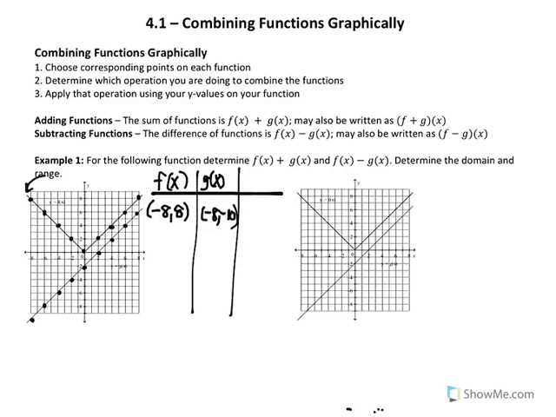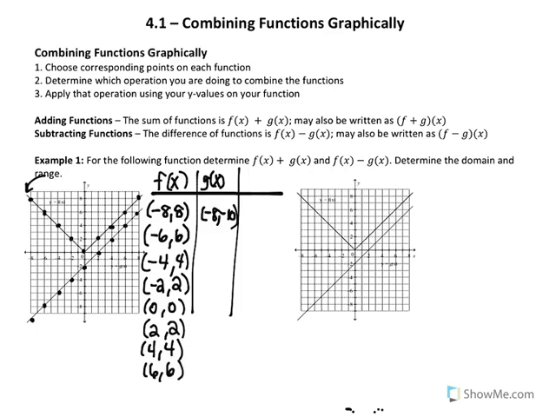So you should have got... I didn't do 6, I just did 4. Well, we can do -6. Okay, so you should have got -6 and 6, -4 and 4, -2 and 2, 0 and 0, 2 and 2, 4 and 4, 6 and 6, and 8 and 8. That's what you should have got for all of those points for f of x.